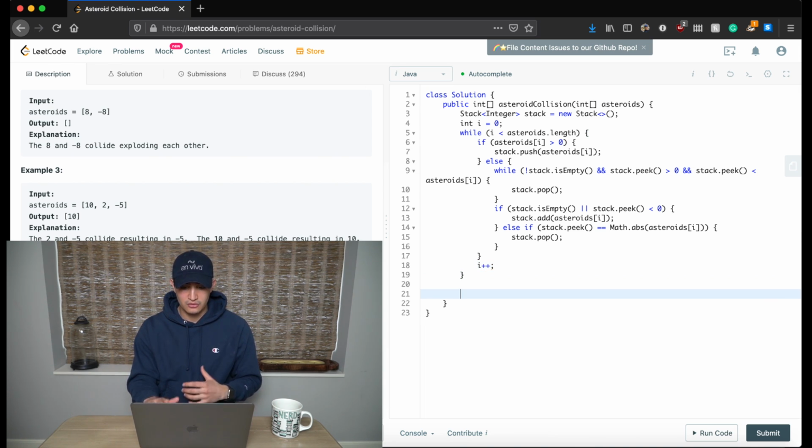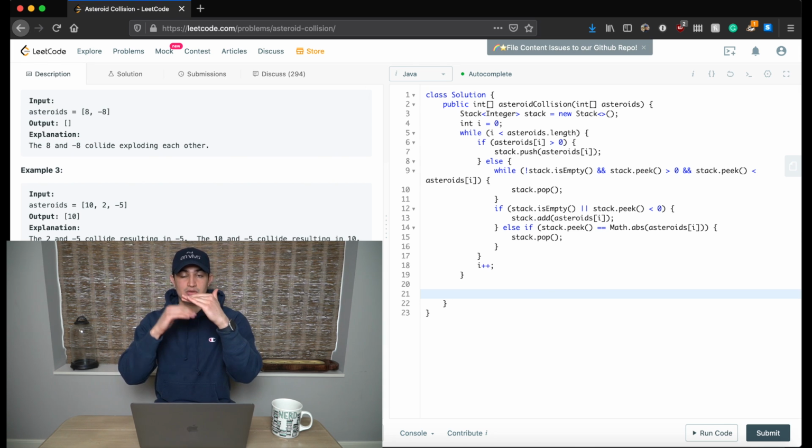So now finally, when this loop ends, hopefully we will actually have simulated all the asteroids and their collisions, whatever will happen between them. And now we have a stack, right? And our stack is actually going to be in reverse order because, again, a stack is a last in, first out data structure. So everything's going to be in the reverse order.